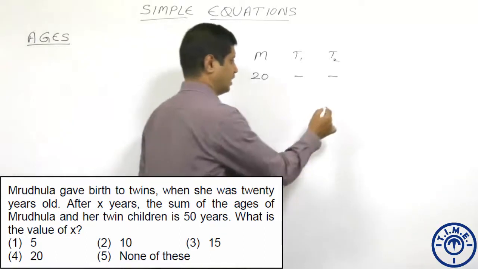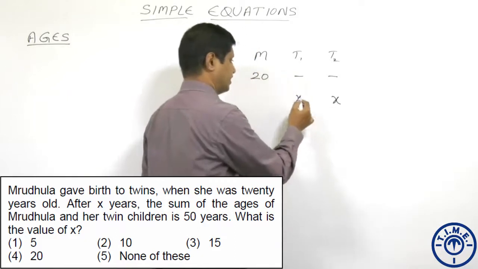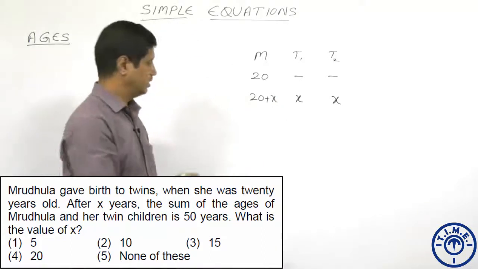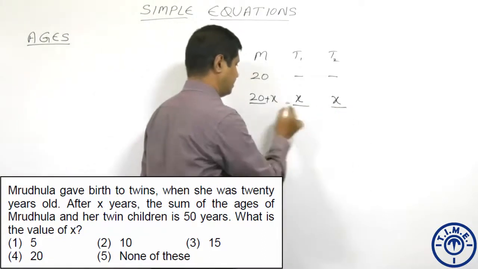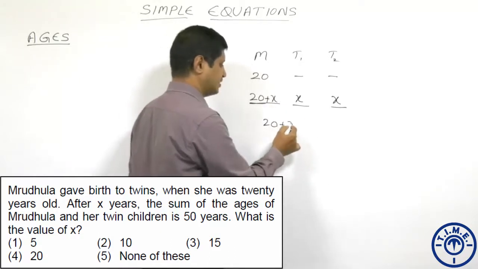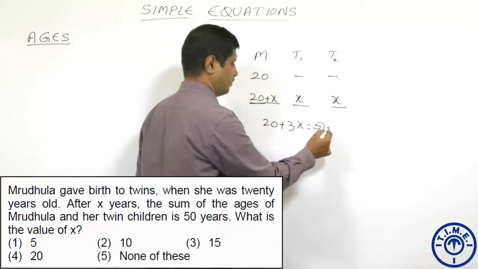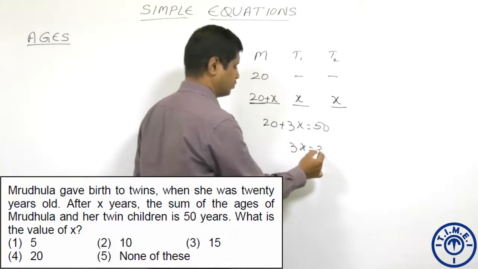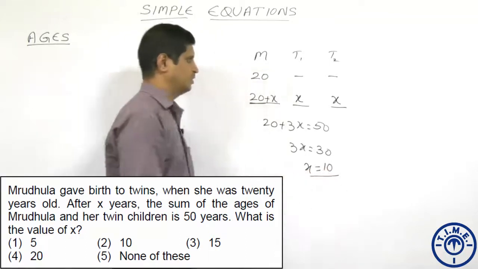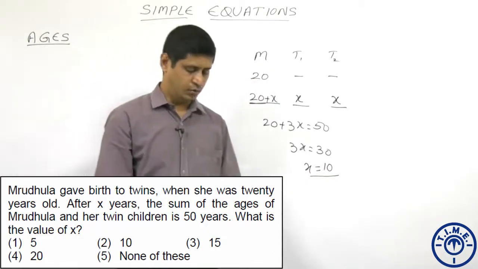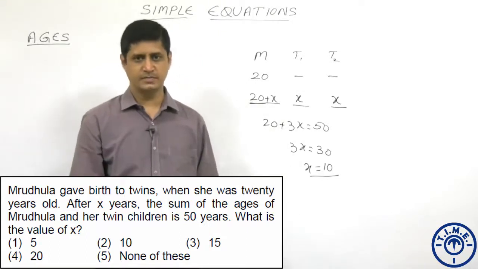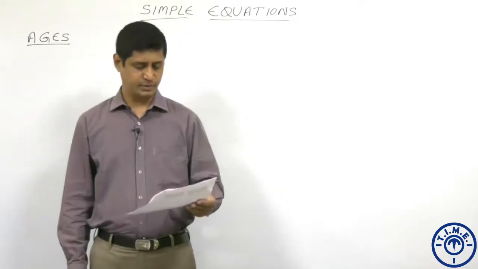After X years means now X, and Mrudula will be X plus 20. The sum of these 3 parts is 50. Adding the three gives 20 plus 3x, which is equal to 50. So 3x is equal to 30, and now x is equal to 10. When x is equal to 10, what do we need to find here? The X value. So what is the right choice? Second choice. Now look at the next question.